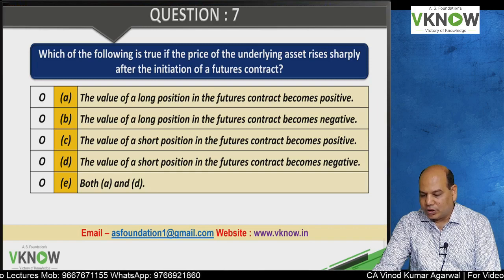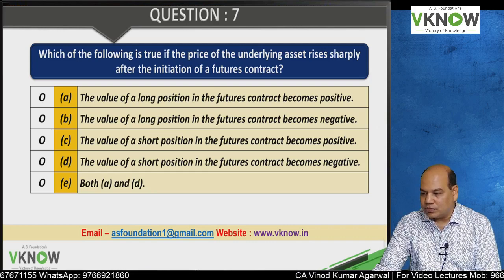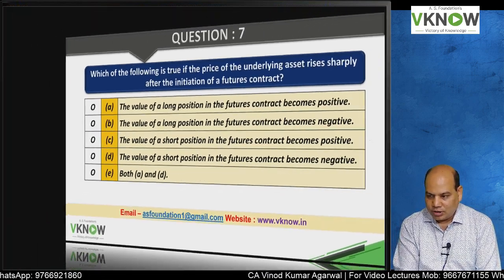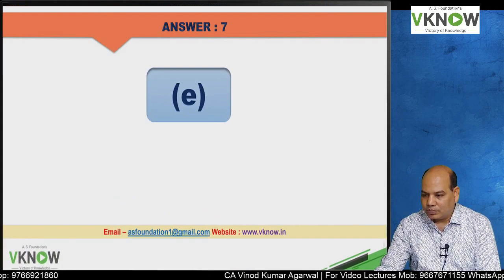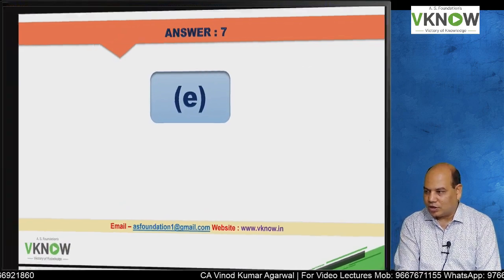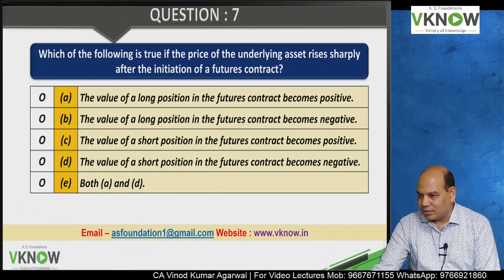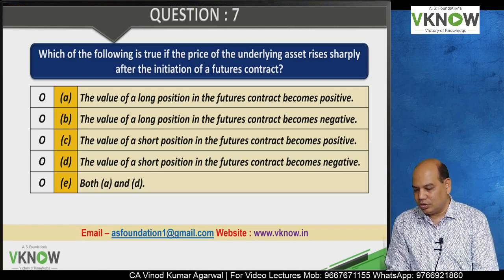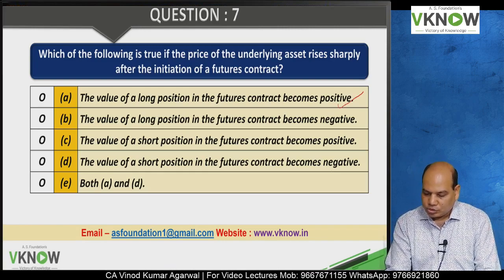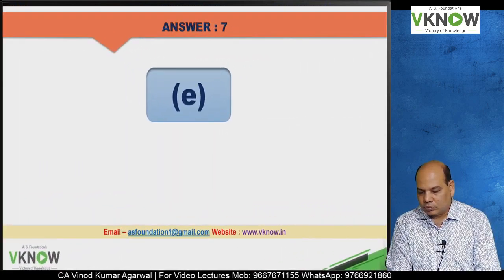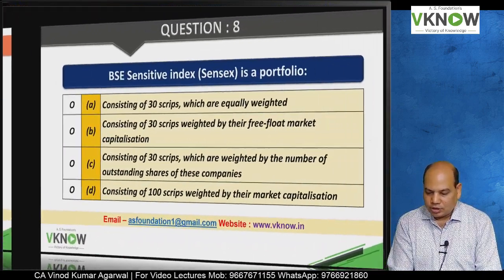If the price of the underlying asset rises, long position will become positive and short position will become negative. So the correct answer is E. Just check it again. Correct answer is E. Long will become positive, short will become negative. You are right. The E was the right answer. Now we'll try number 8.